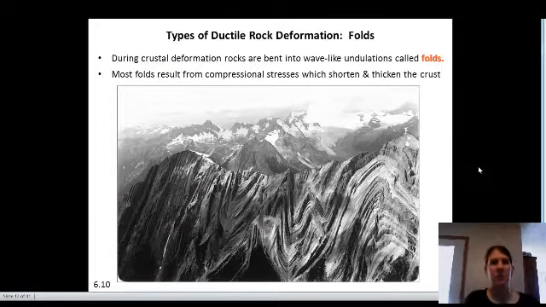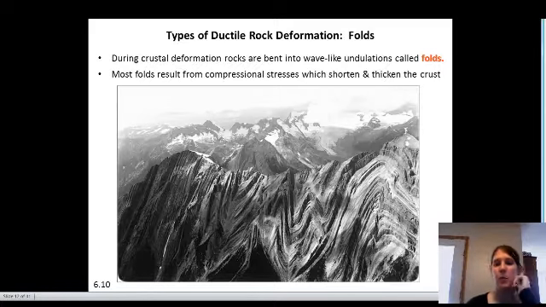So here we're just going to look at folds. During crustal deformation, rocks are actually bent into wave-like undulations called folds. They typically result from compressional stresses, which shorten and thicken the crust. So when you've got, like, the Himalayas, you've got these converging plate boundaries, and as they converge, they're pushing all that crust material up against itself and it doesn't have anywhere to go, so it kind of warps in between and folds and thickens and thrusts itself upward.